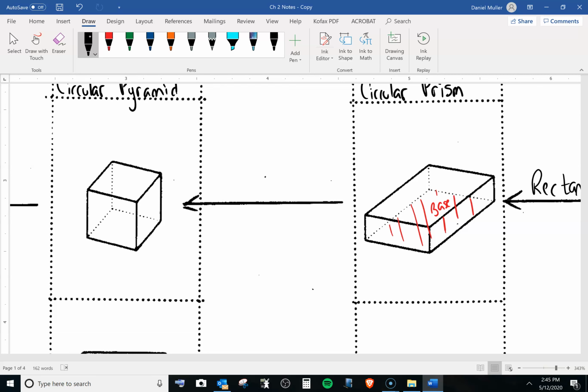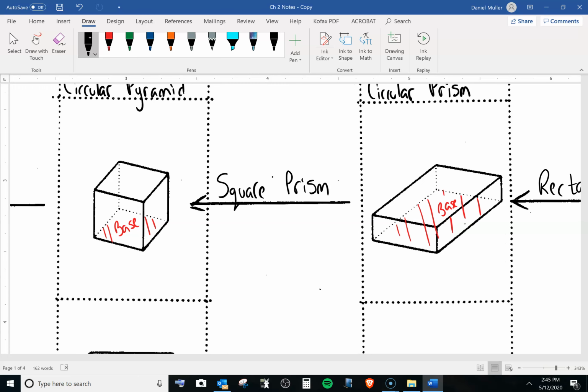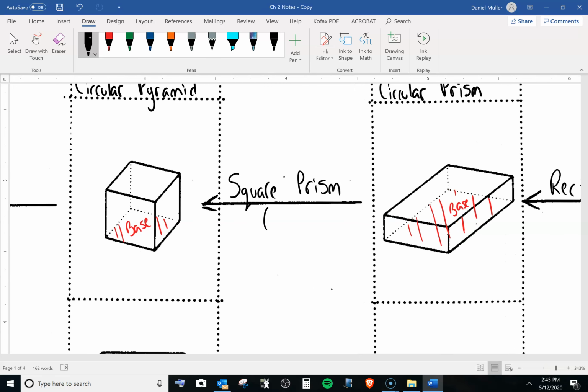This thing, I think the intention was to make this base right here a square. So we're going to call this just a square prism. Otherwise known as a cube.